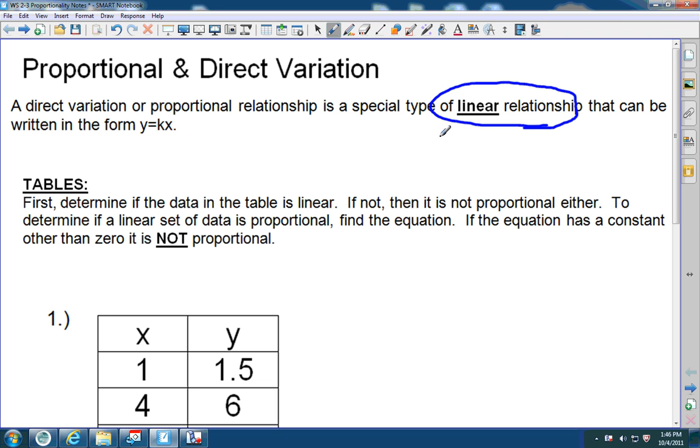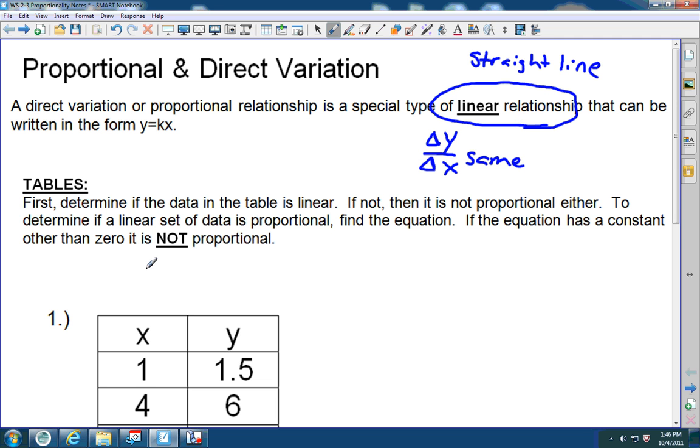relationship. For something to be linear, that means when we do a table, delta y over delta x has to be the same. It means it has to make a straight line. That's one of the first requirements.